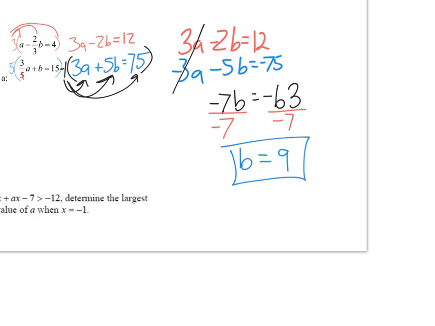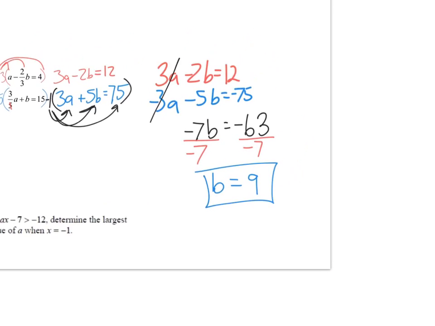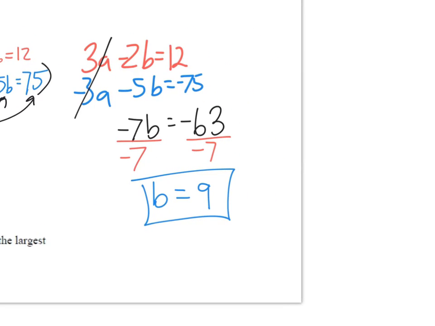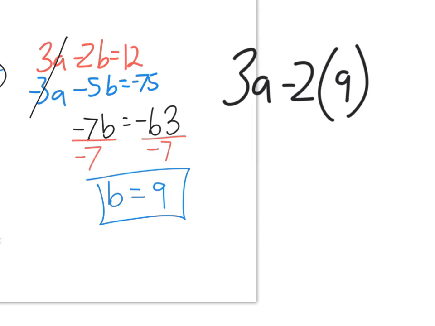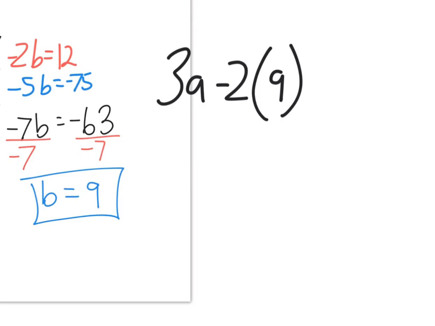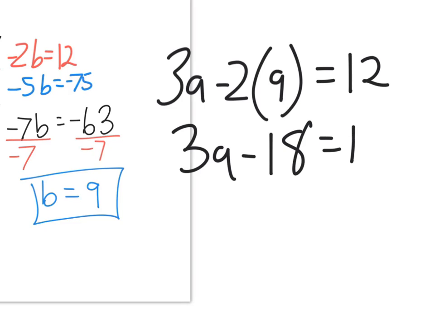Great. So now what we're going to need to do is plug 9 back into one of these equations. And what would be the best one or the easiest one? We can just do this top one right there. So I see 3a minus 2, open parentheses, 9, close parentheses, equals 12. Great. And we've got 3a minus 18 equals 12. Now we're going to need to add 18 to both sides.